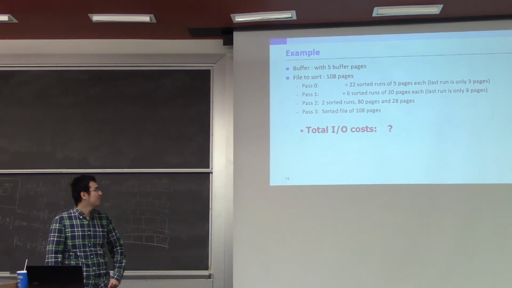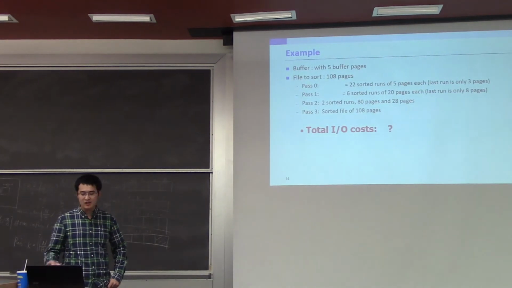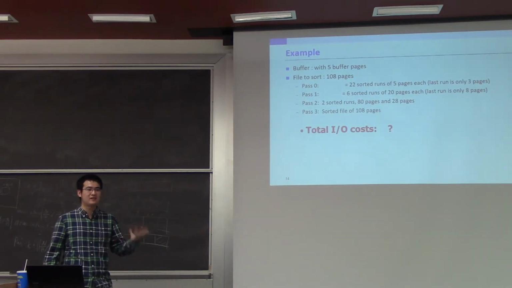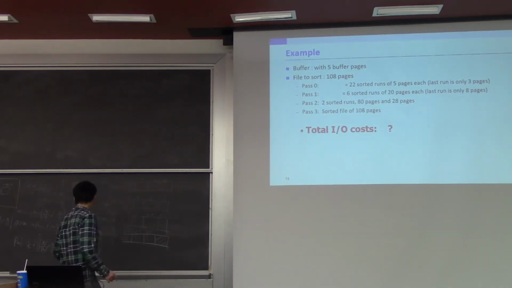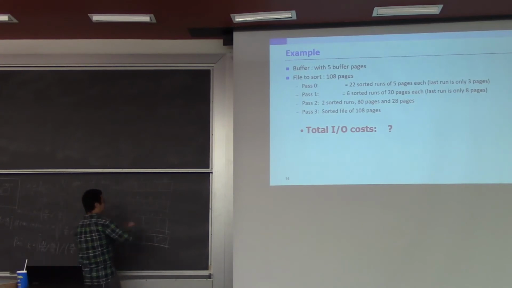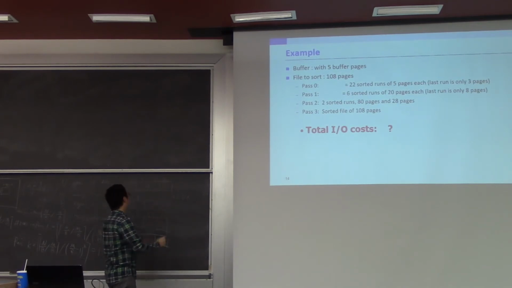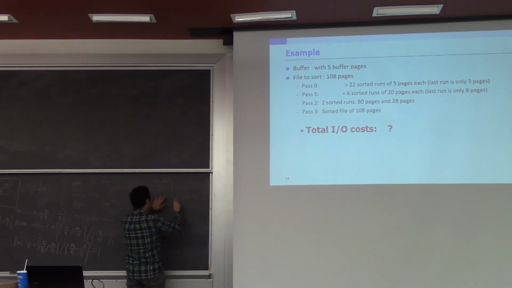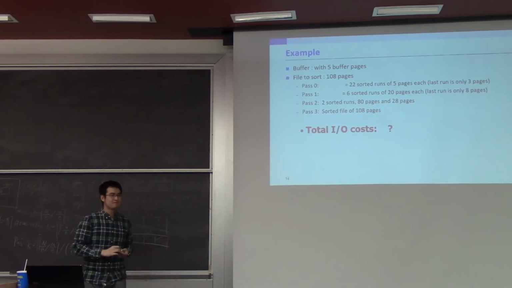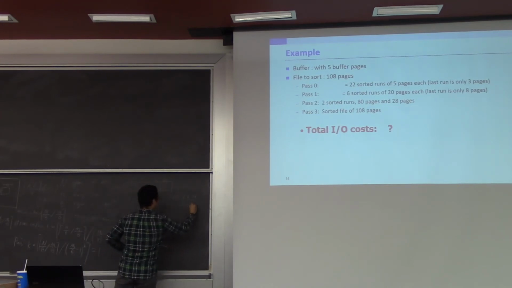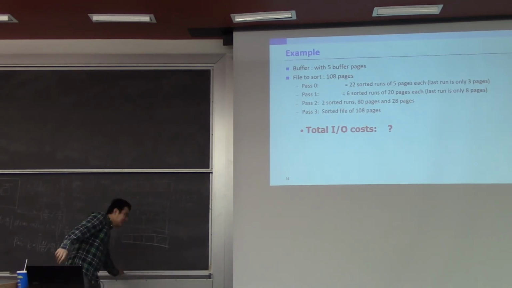So for each pass, you read the 108 pages once and write them once. So the total number would be 2 times 108, times the total number of passes, which is 4. So this is the total number of IOs. It ends up being 864. Yeah, 864, that's right. Thank you.